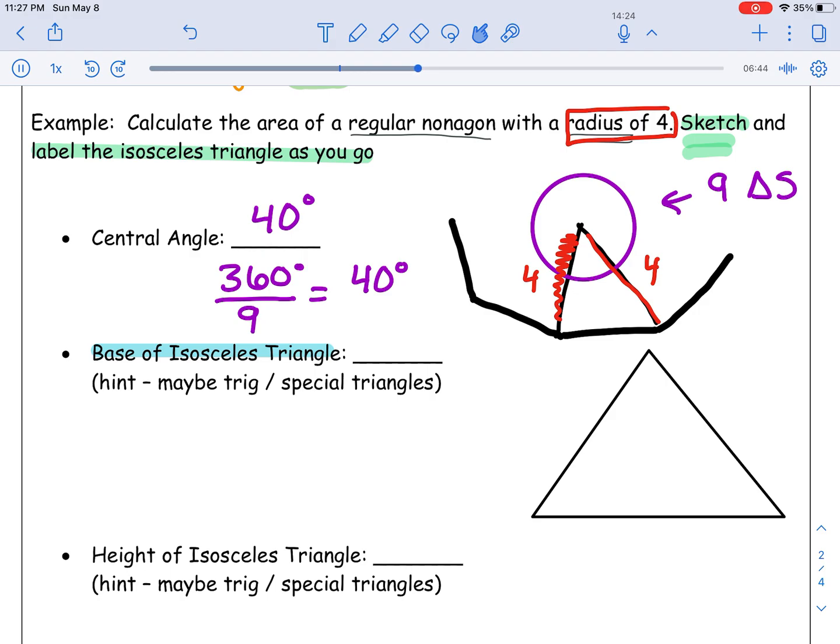Now I know that my radius is 4. And I know that my central angle was 40 degrees. But what I'm going to do is I'm going to come in here and draw my height in, my altitude, forming a 90-degree angle with the base.